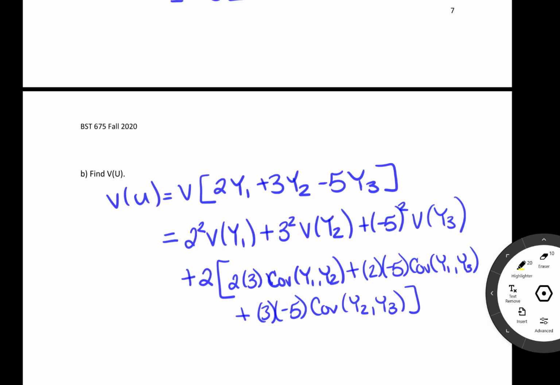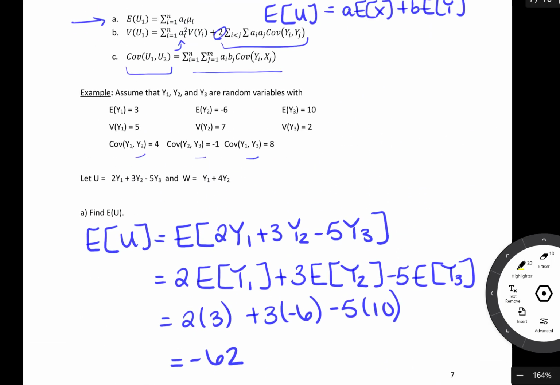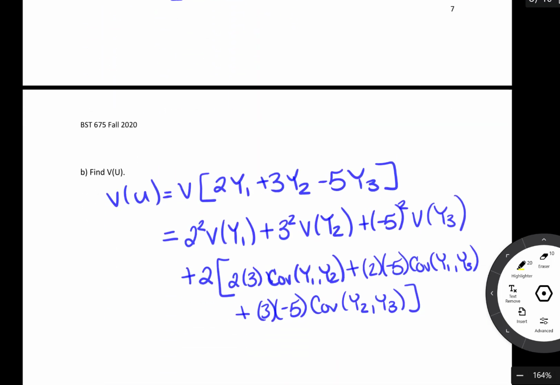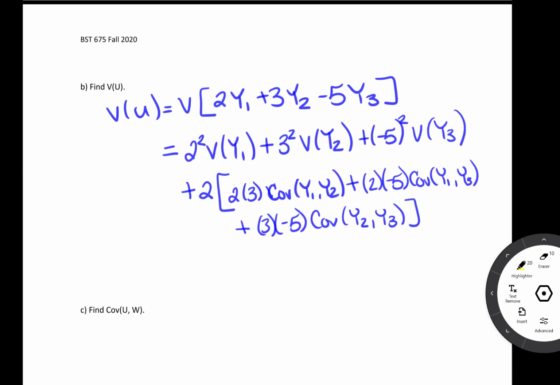So notice that the unknowns that we have here are those 3 variances and those 3 covariances. And if we go back up to the top, those are all given to us here. So we could plug those values in. I'm going to leave you to do that on your own and confirm that that does give you 51.